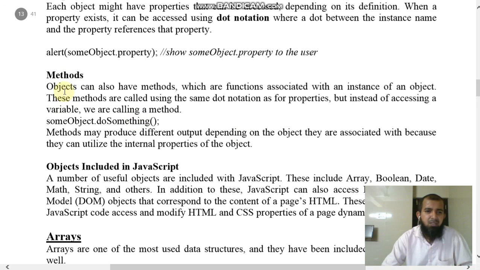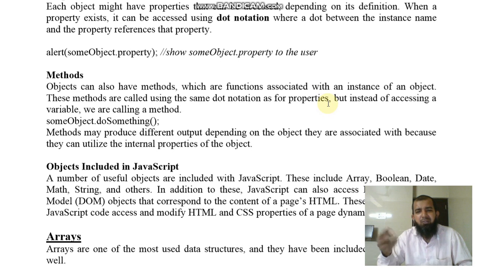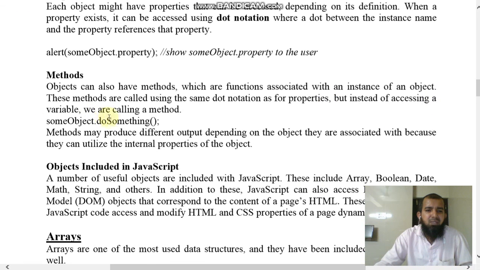Methods. Methods means functions. Objects can also have methods, which are functions associated with an instance of an object. There are many methods. These methods are called using the same dot notation as for properties. Just as you wrote object name dot name or object name dot roll number, similarly you can call a method: object name dot method name. For example, s1.display, s1.input, s1.calculate. But instead of accessing a variable, we are using a method.